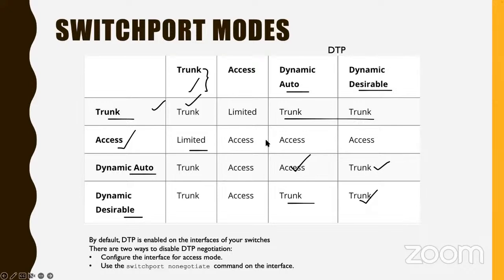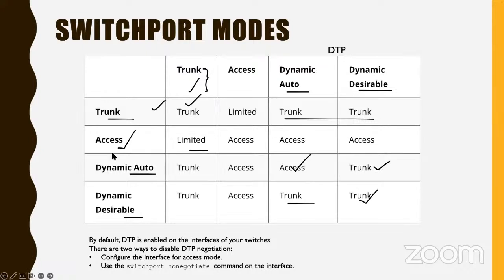Gaurav, what exactly did you mean by limited? Limited means one side is saying that I'm an access port, so I will send data as an untagged packet. But on the other side, it is saying I'm a trunk, so I'm expecting every frame coming to me to have a VLAN tag. That won't work. Basically, one is sending the packet, and the other one is not able to decapsulate or receive them, will not be able to understand them.